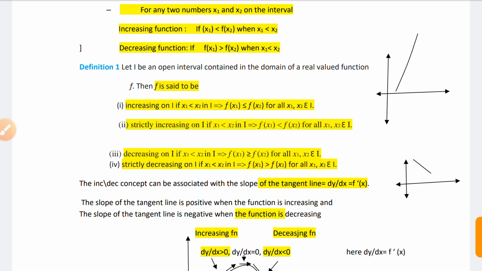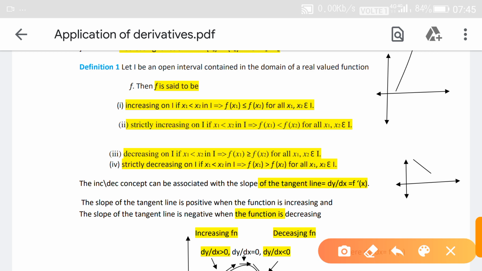Now for decreasing function, we take two values x1 less than x2 and get f(x1) greater than or equal to f(x2). It means somewhere both values are equal and other values are greater, so we say that the function is decreasing. But in case of strictly decreasing, x1 less than x2 gives f(x1) greater than f(x2), not equal to, then we say that the function is strictly decreasing.